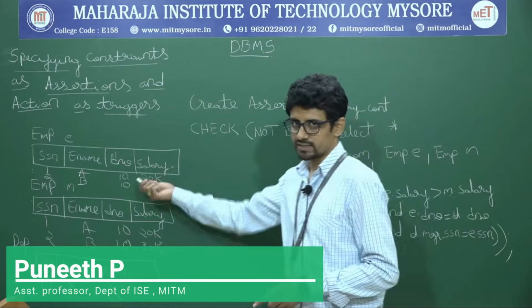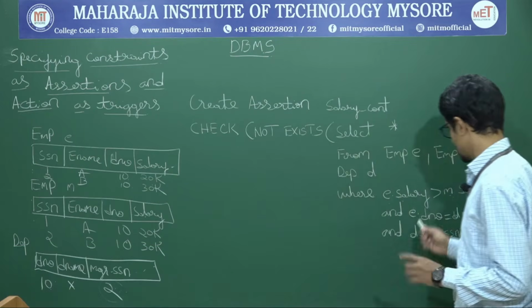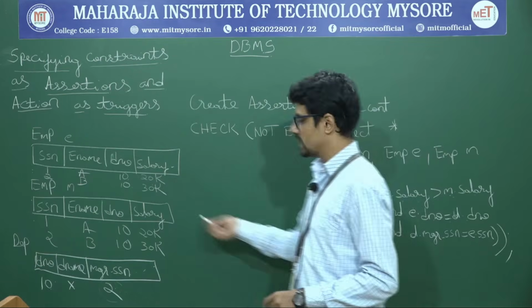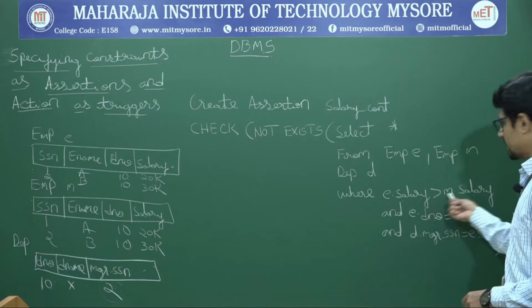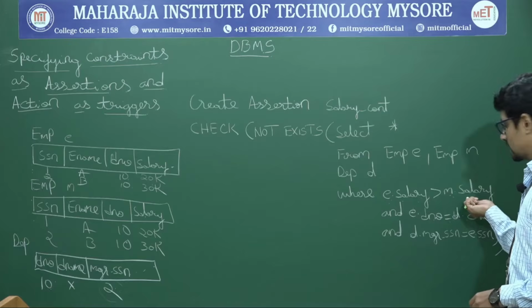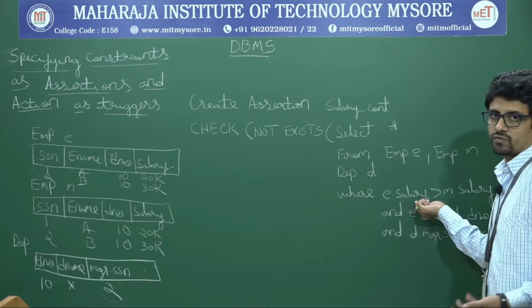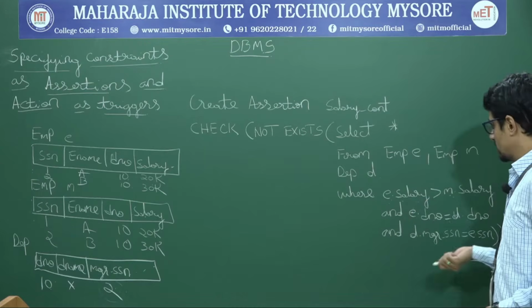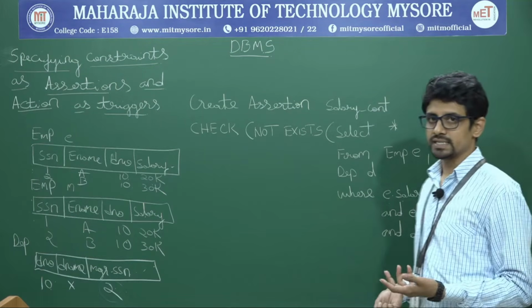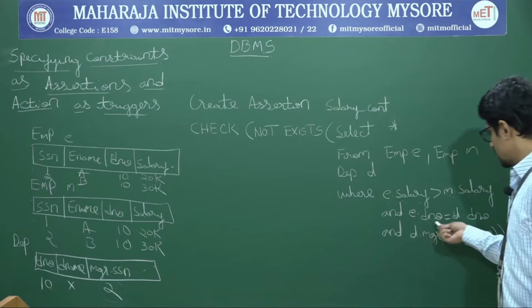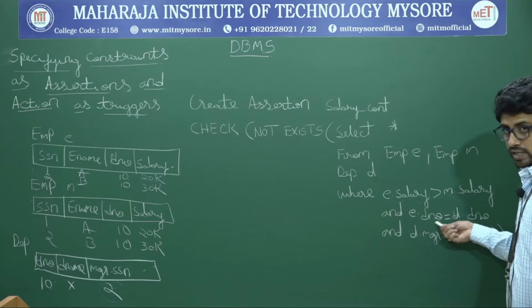Department number 10, there are 2 employees, as we have only taken 2 instances here. The salary of an employee, that is 20k, is it greater than 30? So of course it will be false. So that says that the employee's salary is not more than the manager's salary. So this is what the joining condition is.